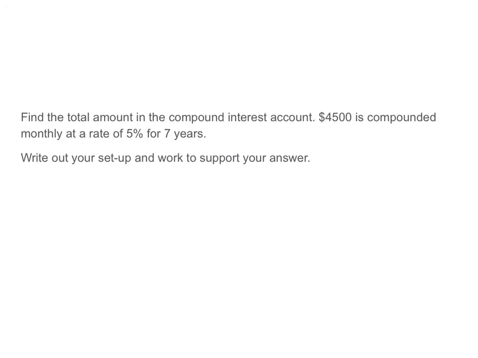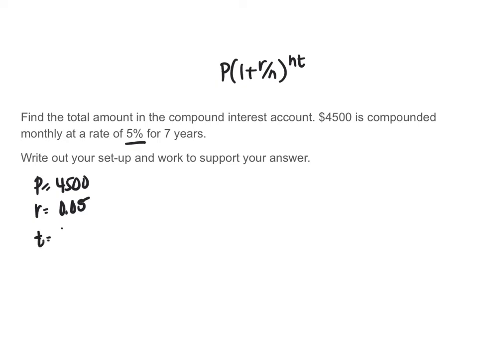All right, this is compound interest, and compound interest is going to be equal to principal, 1 plus R divided by N, to the NT. So P is the principal, which is $4,500. The rate is 0.05 because, again, I have to convert it from percent to a decimal. Let's see, time is 7 years. And I need N, and it says compounded monthly, so that means 12 times a year.